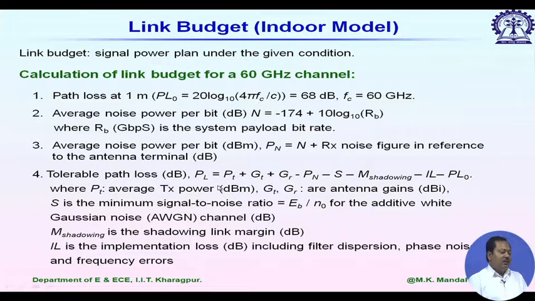Tolerable path loss PL, the previous formula, in addition to that we are considering M shadowing, that shadowing effect. For the human body it can be 15 to 20 dB. So, depending on the scenario, we have to put a suitable value for M shadowing, and here S is the minimum signal to noise ratio or E_b by n_0 for the additive white Gaussian noise channel, and IL is the implementation loss in dB, including filter dispersion, phase noise, if there is any frequency error. So, everything is taken into account in IL. Then we can calculate the total loss from here.